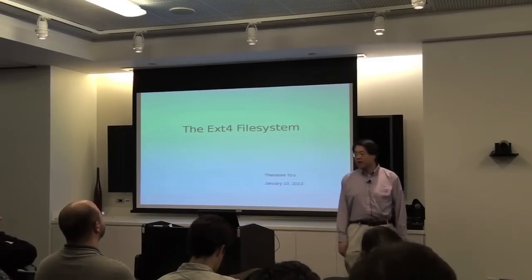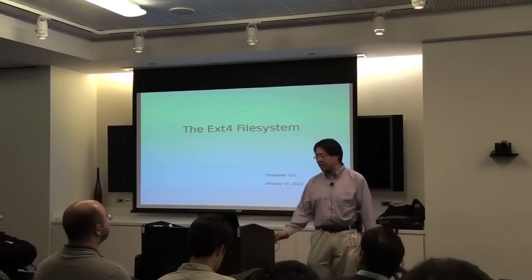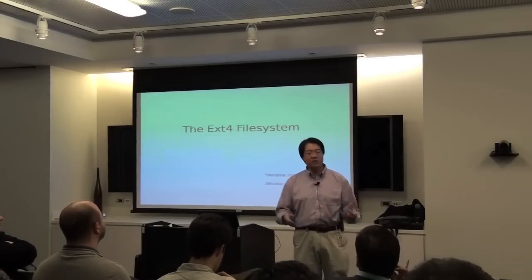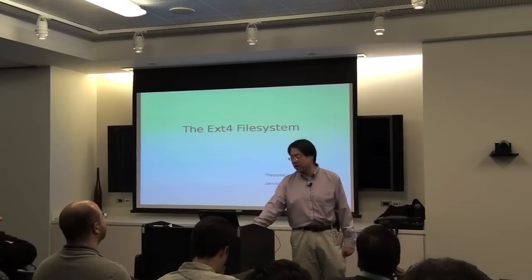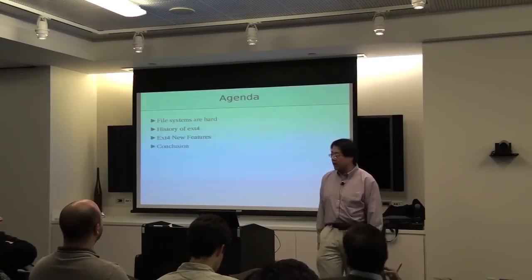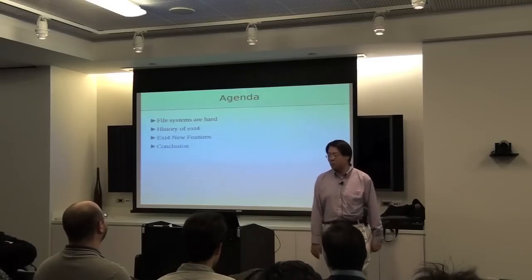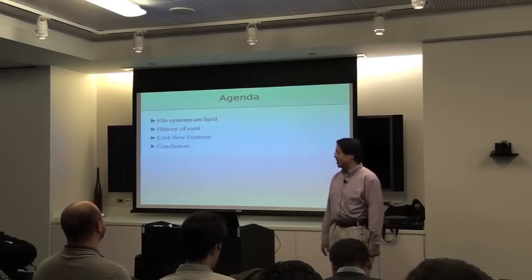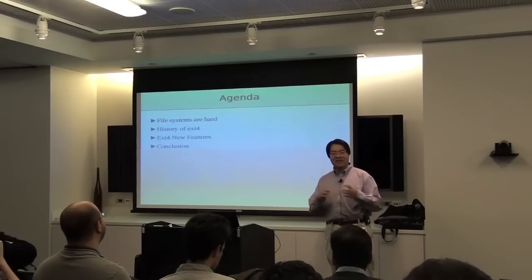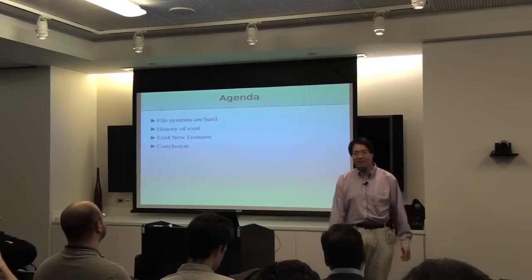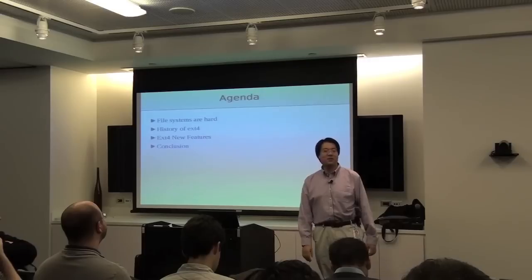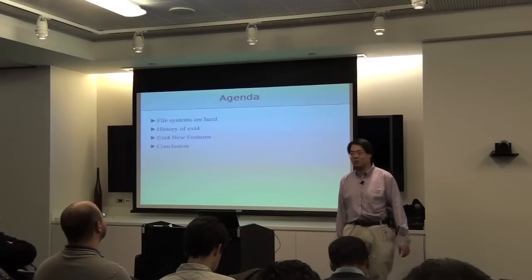Today I'm going to talk about the ext4 file system and how it fits in with other file systems within Linux. In order to do that, I want to talk a little bit about why file systems are hard. People love making file systems, and I think it's great that there are over 60 or 70 different file systems in the Linux kernel tree at this point.